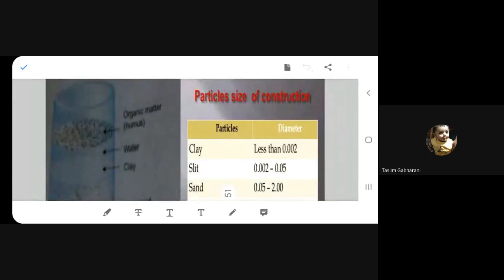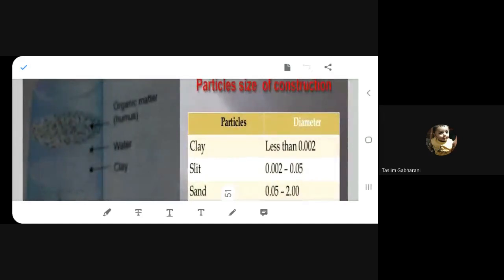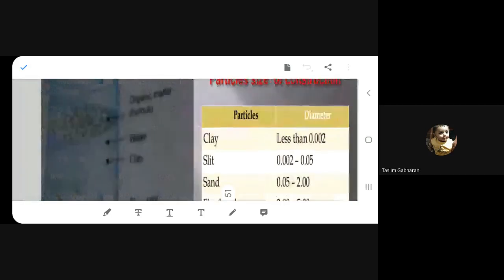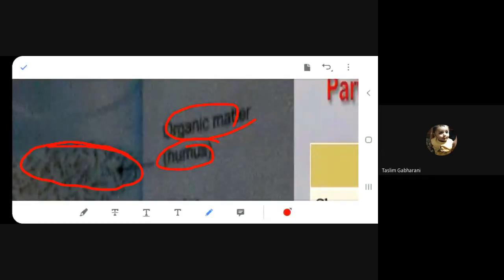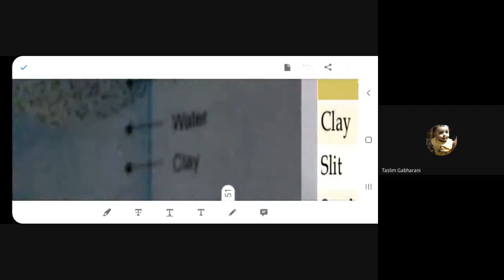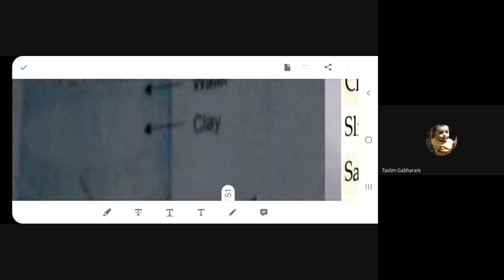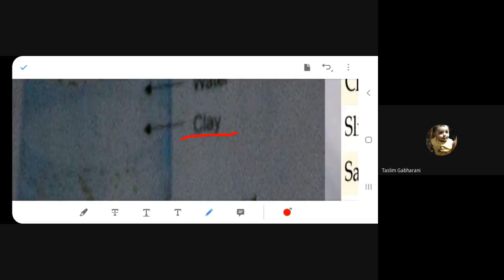Now I take a piece of soil and take a glass of water. Add a tablespoon of soil and then stir it. Allow it to settle for some time. What will we see? The organic matter, which is the humus, will float on top. It is floating on top because it is the lightest of all. Followed by, you can see water and then a fine particle which is known as clay. So what you see floating in the water is clay.